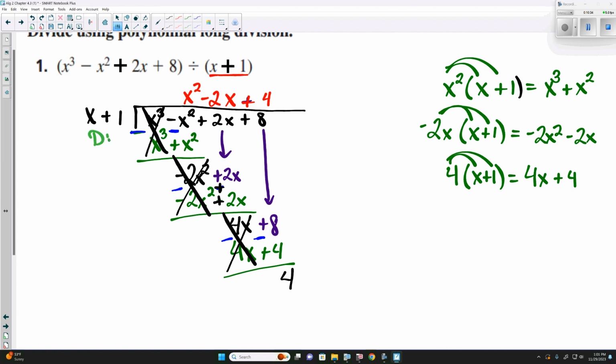Another way to know when we're done dividing is the degree. Because for our divisor, what we're dividing this by, x plus 1, what is the degree of the polynomial x plus 1? So what's the exponent here? It is 1, so the degree is 1. If we look down here at the bottom, the 4, what would the degree of the expression of just the number 4 be? Is there a variable? So the degree is 0. If the degree of what we have down here is less than the degree of what we're dividing it by, then we are done.